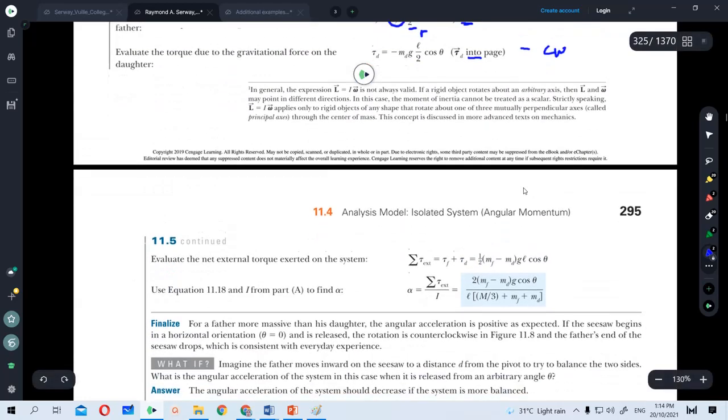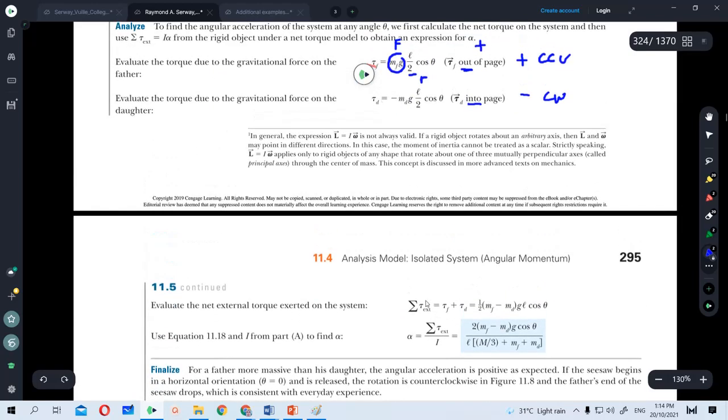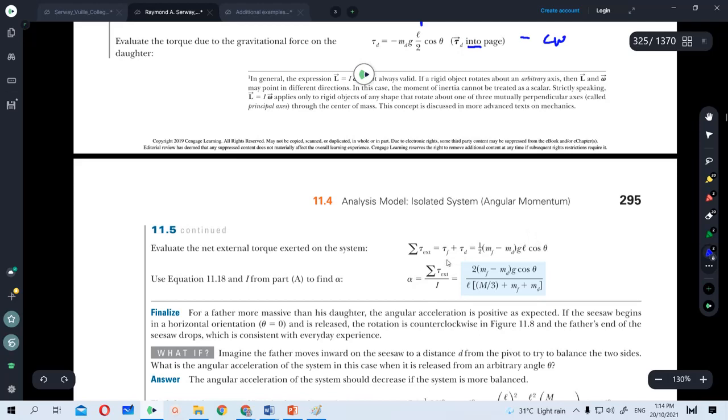Now the next step: we are going to combine the two torques together, sum them up. However, you need to consider that the daughter's torque is negative in direction, and that's why it's minus. So factor them up, then divide by the moment of inertia. Why? Because recall that torque is I alpha, so alpha is torque divided by the moment of inertia, and the moment of inertia had been calculated earlier in answer A.